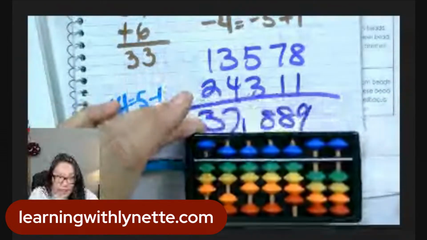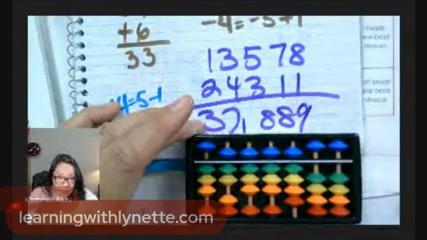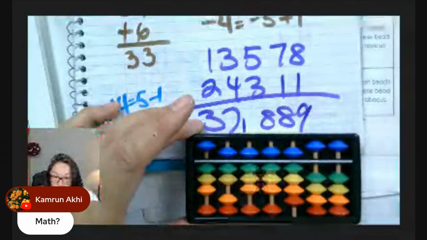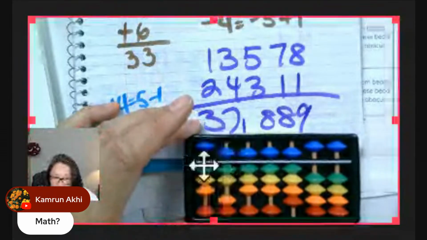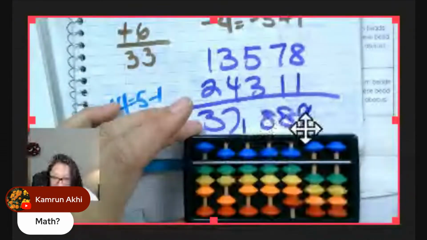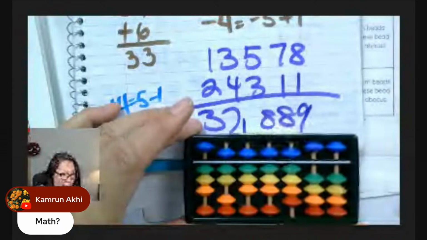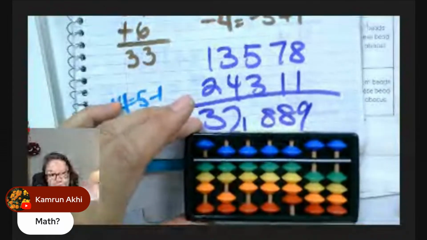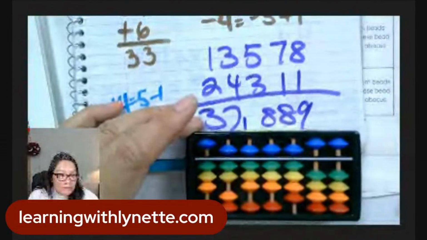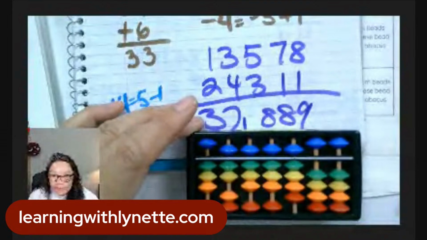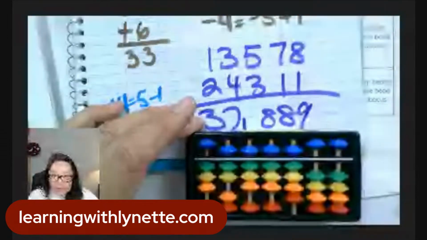It is, yes, it is math. Cameron. What are we doing? 37,889. That's what the answer is. Cool. Make sense?